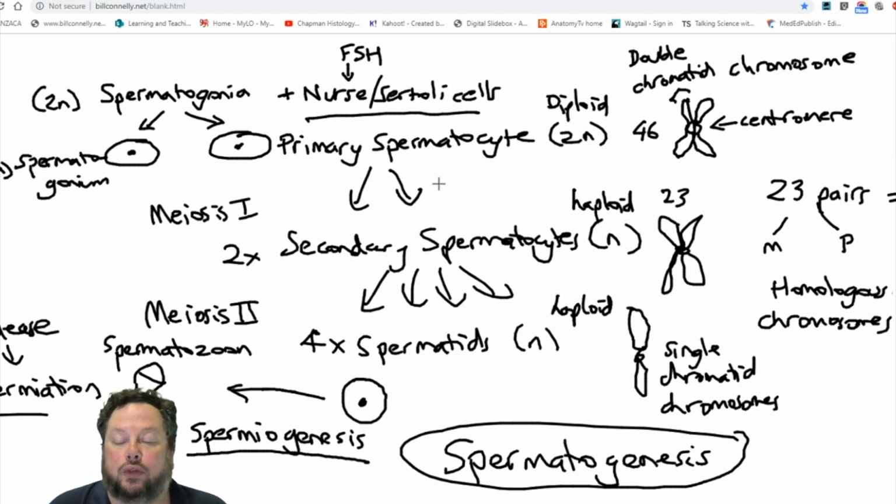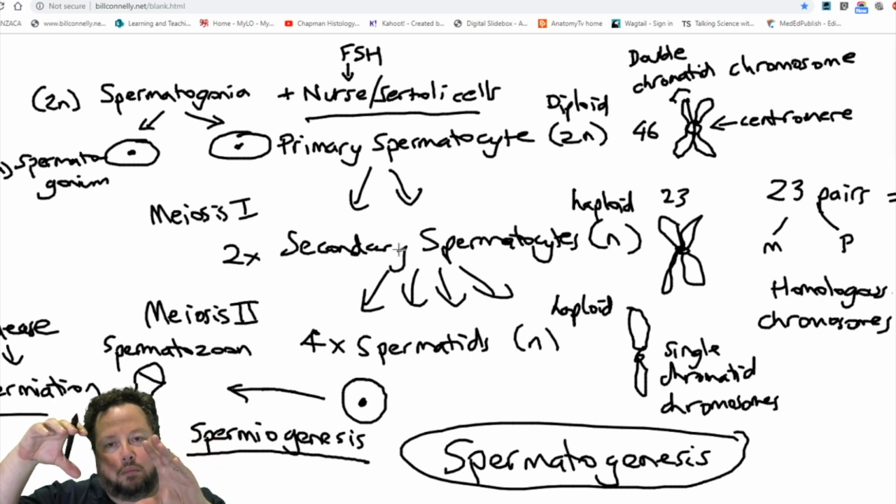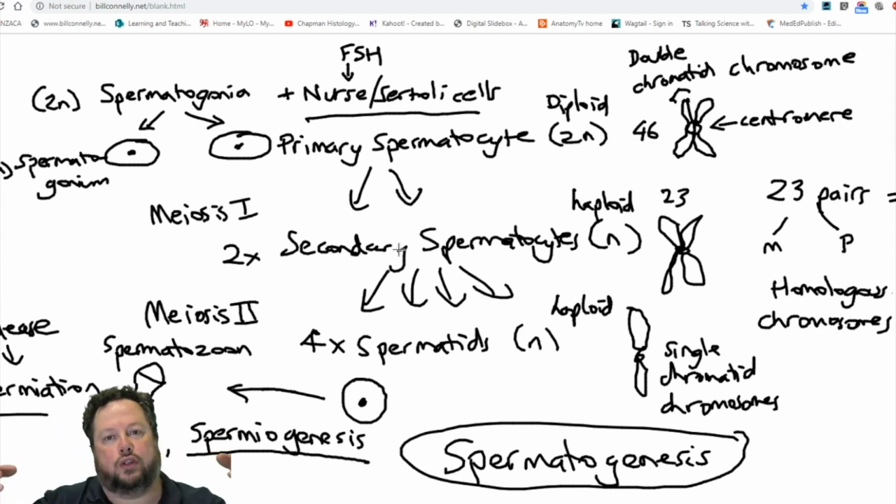Now, one thing I haven't really talked about, when we actually get division of these cells, something relatively unique happens in the male: when we get this meiotic division, we get what's called incomplete cytokinesis. So normally in mitosis and meiosis, we get complete separation of the cells. You know, we get that little cleavage furrow, we get the microfilaments forming, and then eventually the two cells separate completely. That's known as cytokinesis.